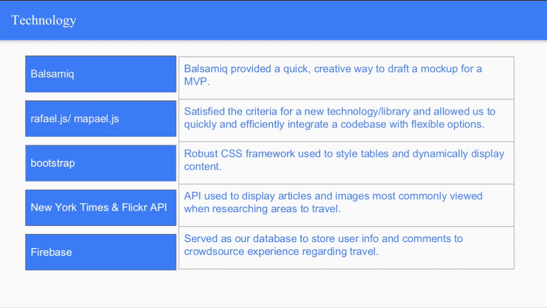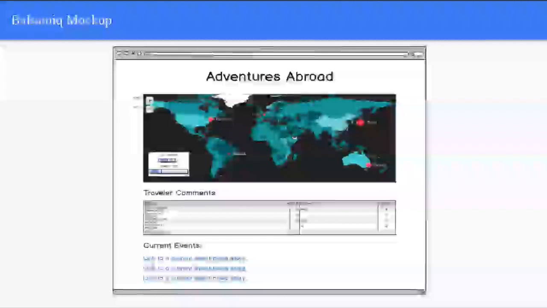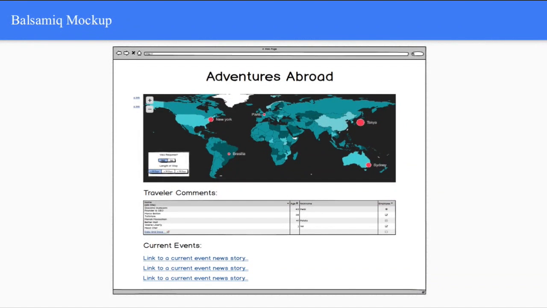Bootstrap, it's a robust framework. It's old and people hate on it, but it works, and that's cool. New York Times and Flickr API. We did that to meet the requirements. We use Firebase for the database. Next one. All right, that's the mockup. The final product actually was pretty true to the mockup.